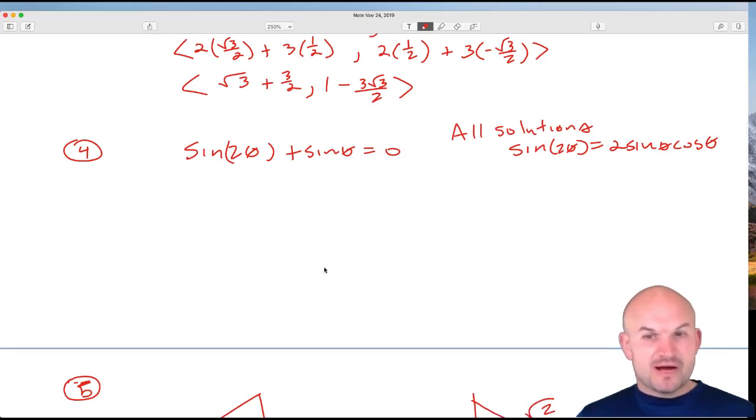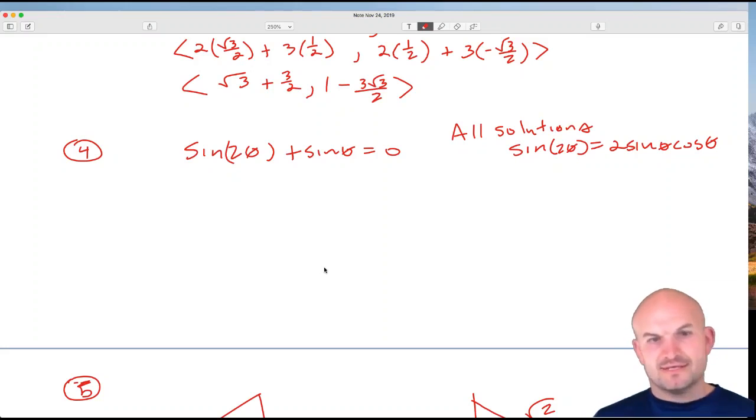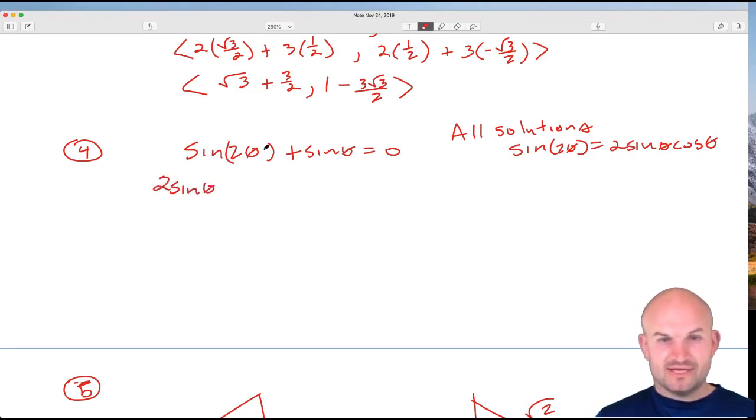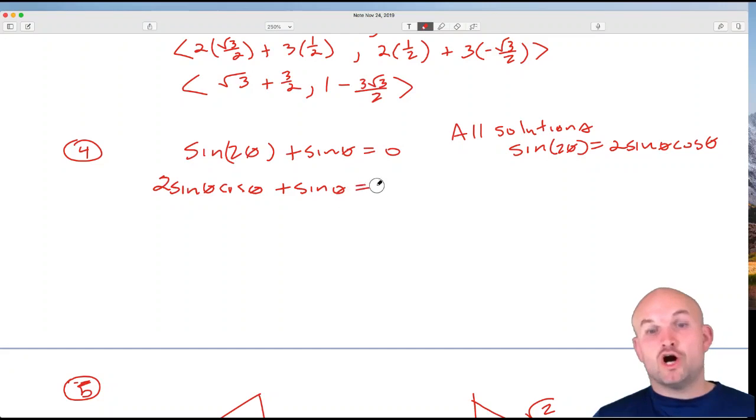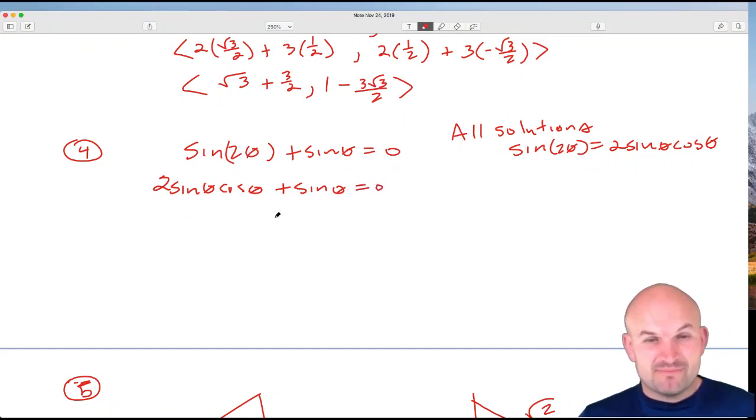All right, so in this problem, we need to use the double angle formula. Otherwise, there's a little bit easier way to do it when it's just one isolated, but let's not worry about that. For right now, let's use a double angle. Sine of 2 theta is going to be 2 sine theta cosine theta plus sine of theta. Now, again, we're going to be finding all the solutions. And again, I made this problem up, but I believe this one works.